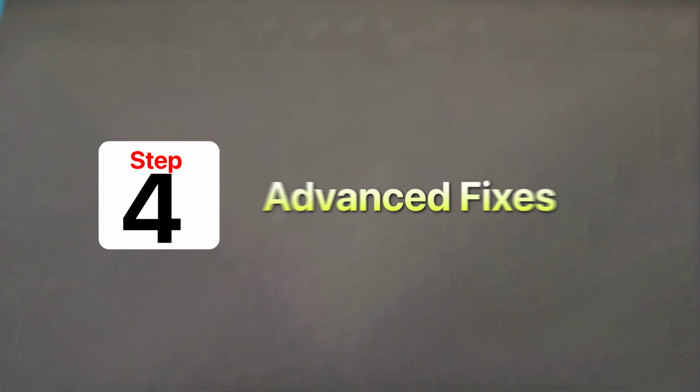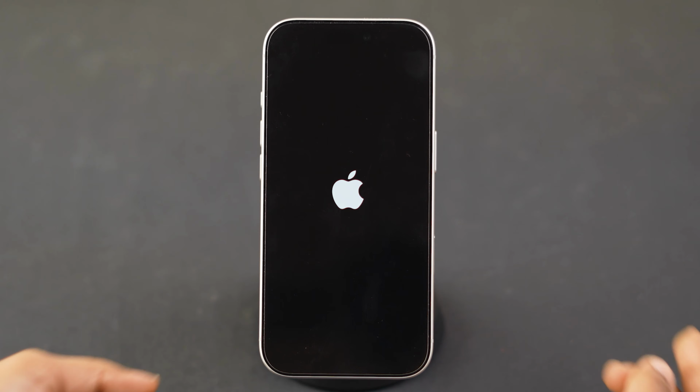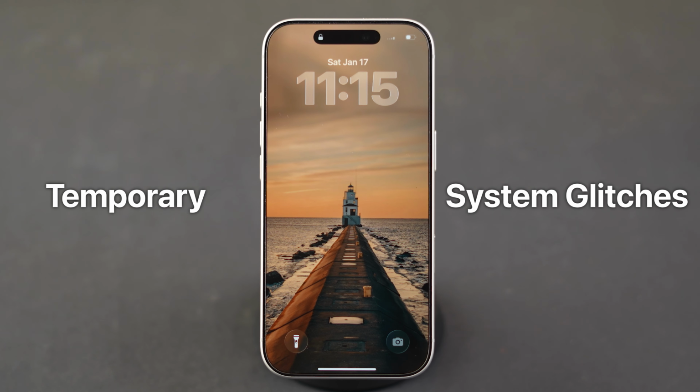Step 4. Advanced Fixes. If email notifications are still not working, try these fixes. 4.1. Restart your iPhone. Turn your iPhone off and back on. This can instantly fix temporary system glitches.